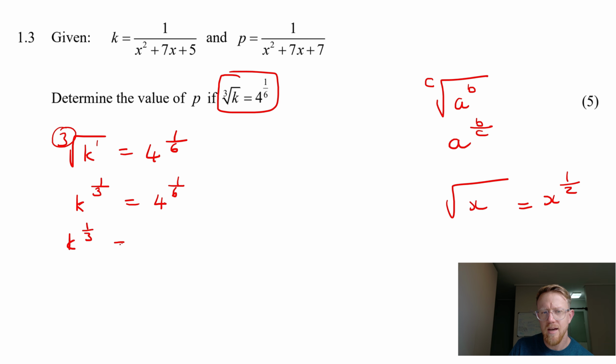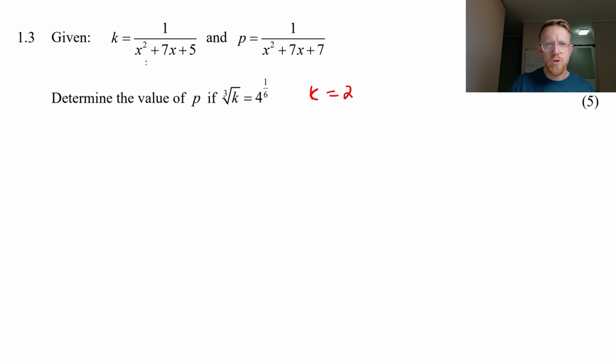So what I notice is that I can get these to become the same by doing the following. I can change 4 to 2 to the power of 2, and I know that the exponent rule says that I should multiply these. And if you multiply those, you end up with 1 over 3. So we now have these being the same. So then we can ignore that and we can just say k equals 2.